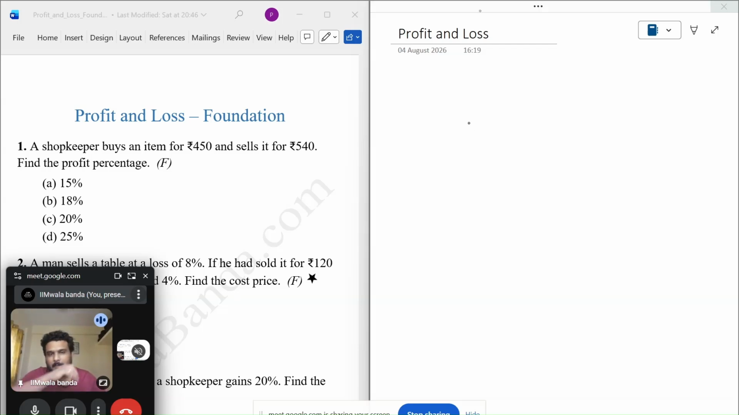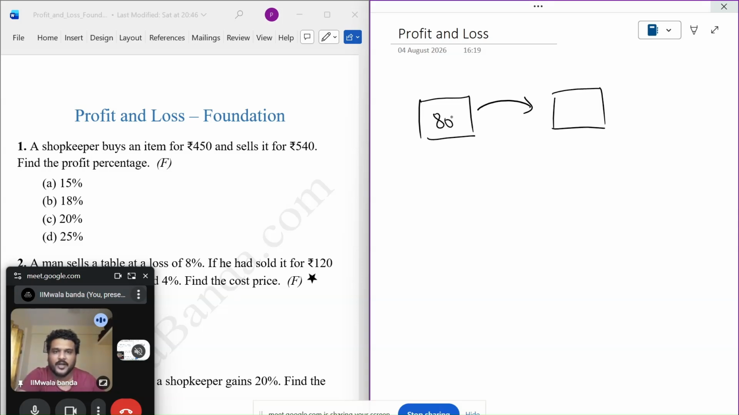For example, to understand what is profit and loss, anything that we purchase in a business, we sell it for some kind of a profit. For example, if there's a soap bar which I bought for 80 rupees and I sell it for 100 rupees, I make a profit of 20 rupees. That is like the whole concept here.